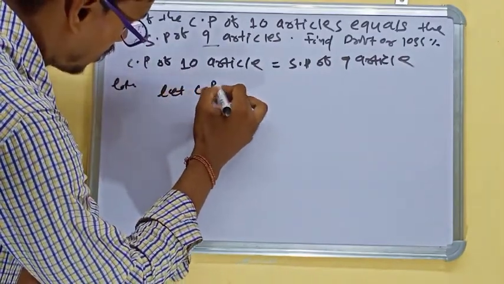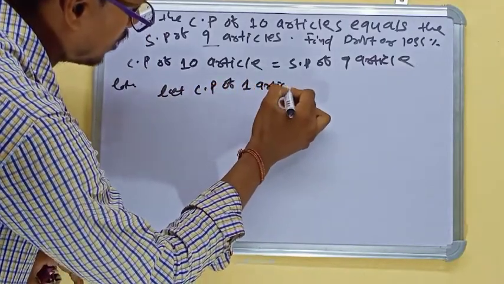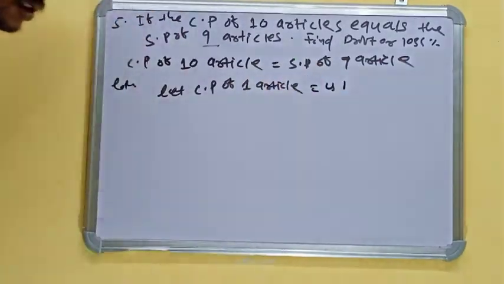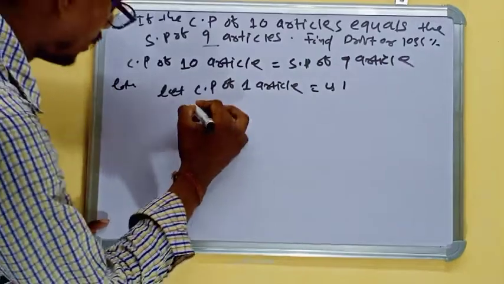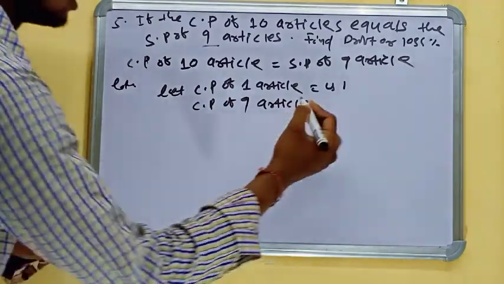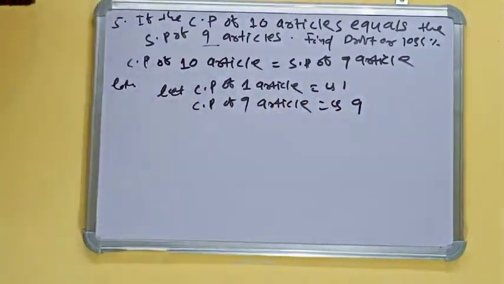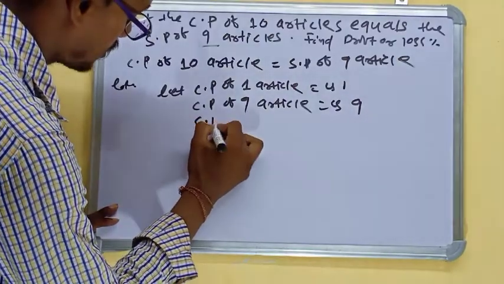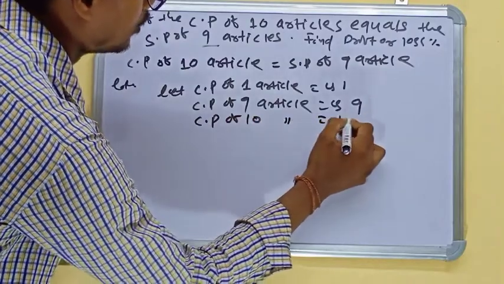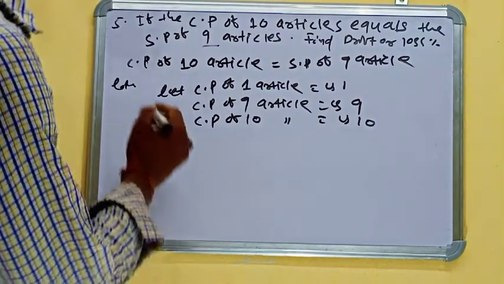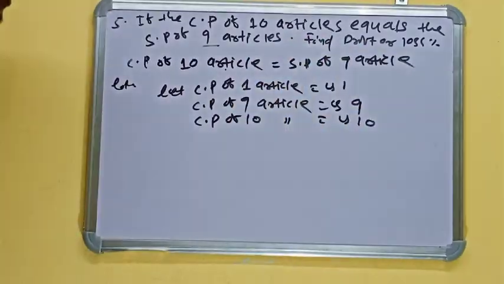Let the CP of one article be equal to rupees 1. Then the CP of 9 articles is equal to rupees 9, and the CP of 10 articles is equal to rupees 10. And the CP of 10 articles is equal to the SP of 9 articles.